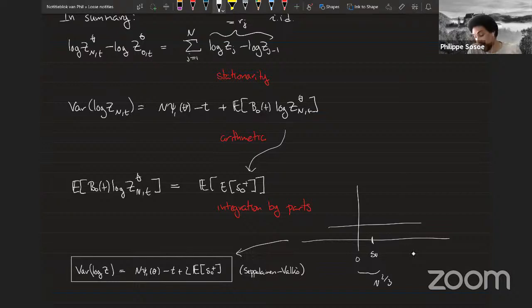For people who know scaling relations, this is an exact scaling relation, if you wish. It relates the distance of the path to the straight line, or this diagonal line, let's put it that way, and the variance of the partition function. Okay, so now our task still remains. It's nice that you can do all this, but now we have to evaluate the expectation of S0 plus.